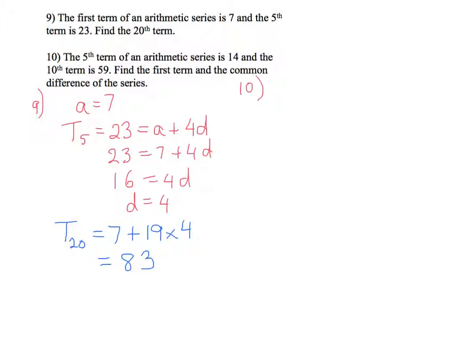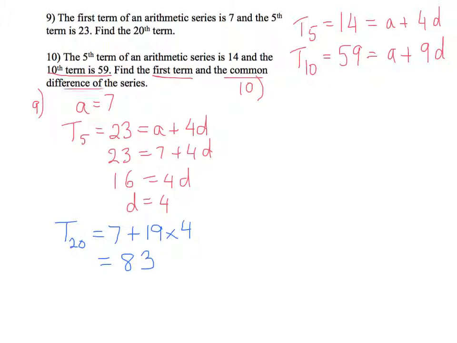Alright, so a little bit more problem solving. The fifth term of an arithmetic series is 14. So we're going to write down T5 equals 14, and I'm also going to write down that that is equal to A plus 4D. And then it says the 10th term is 59. So T10 is 59, which is equal to A plus 9D. Find the first term and the common difference of the series.